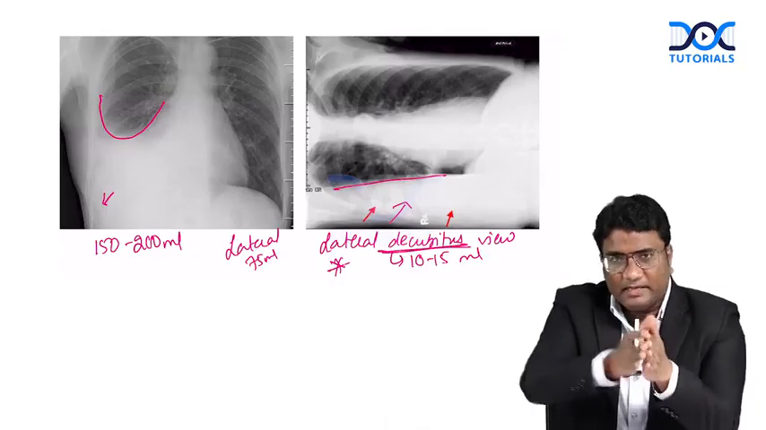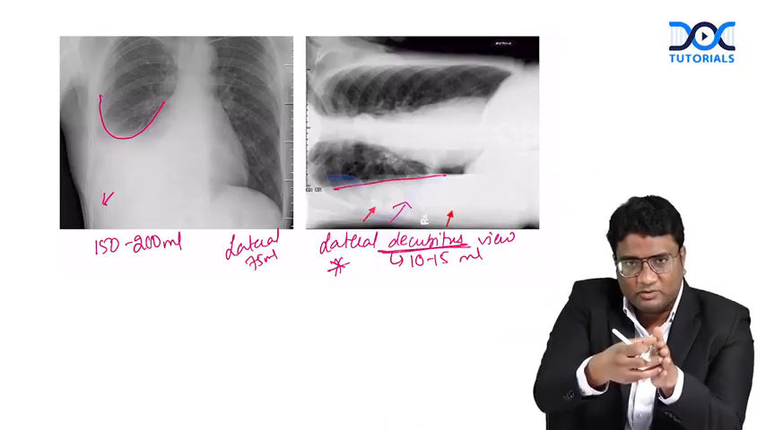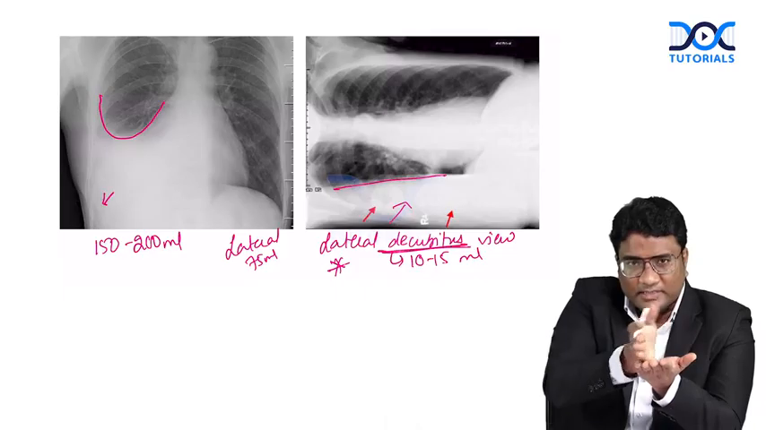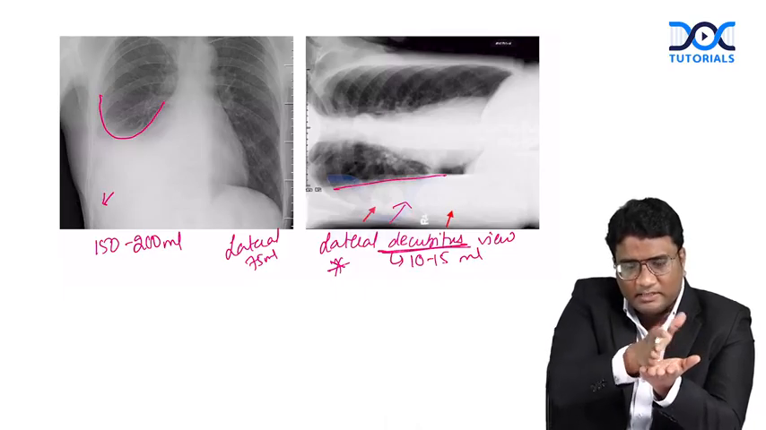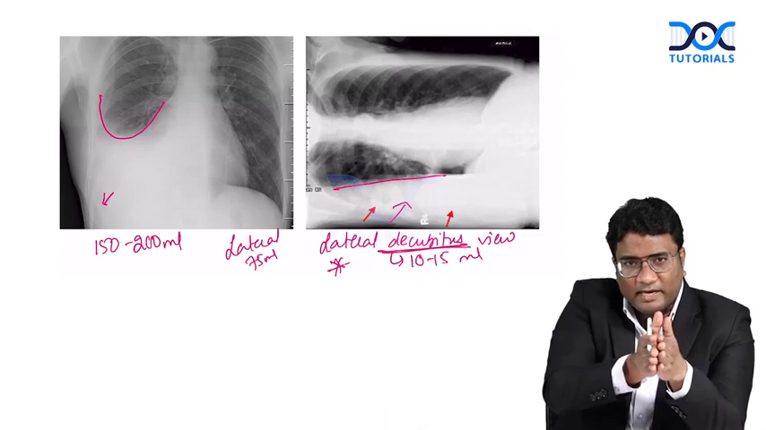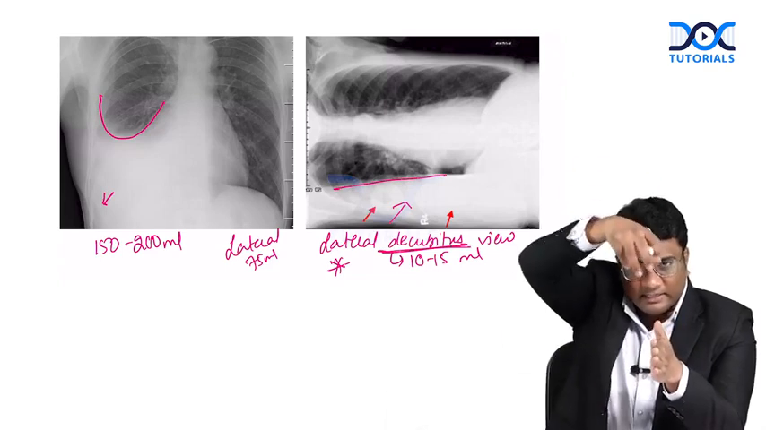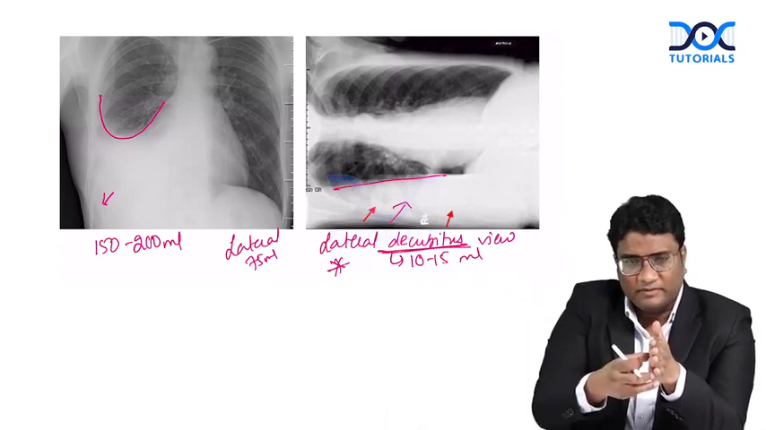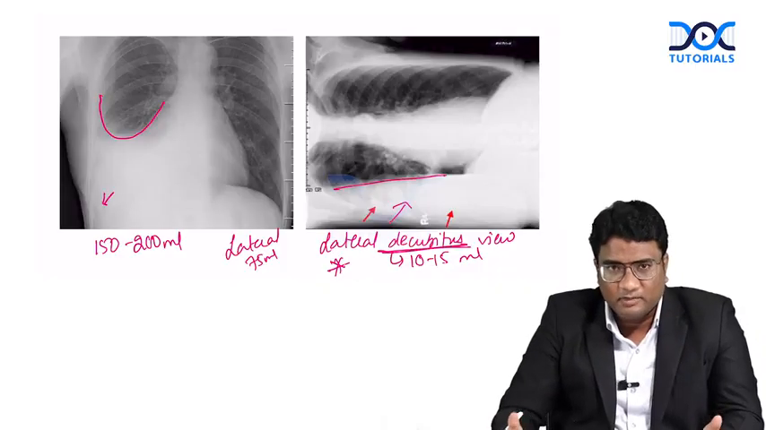You put the film and you take a horizontal beam of X-rays through him. So the patient is turning to one side, the side of effusion. If he has a right pleural effusion, you will ask him to lie on the bed and turn to the right side. You're putting the film behind, and the X-ray is not taken vertically. A horizontal beam of X-ray is given. This is your lateral decubitus view.